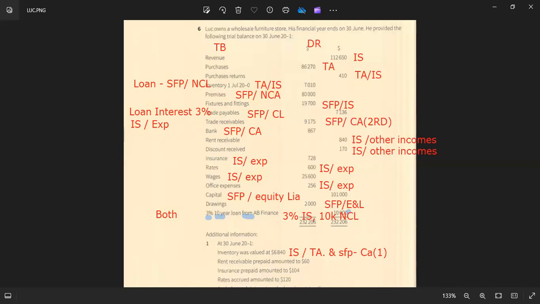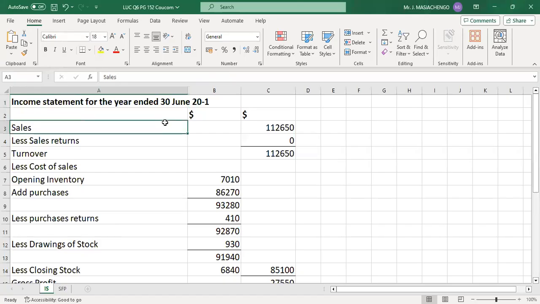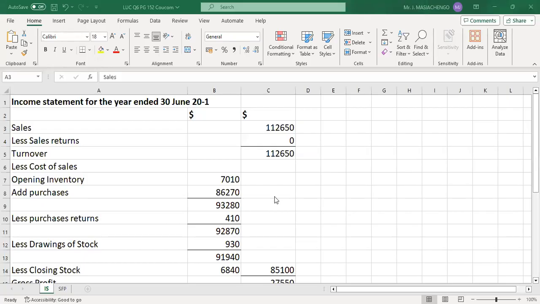Okay, right. After identifying these elements, you need to know now how to prepare the income statement. Let me share the screen. You need to know how to prepare the what? The income statement. Preparation of the income statement is a very simple thing, but it also needs you to concentrate.